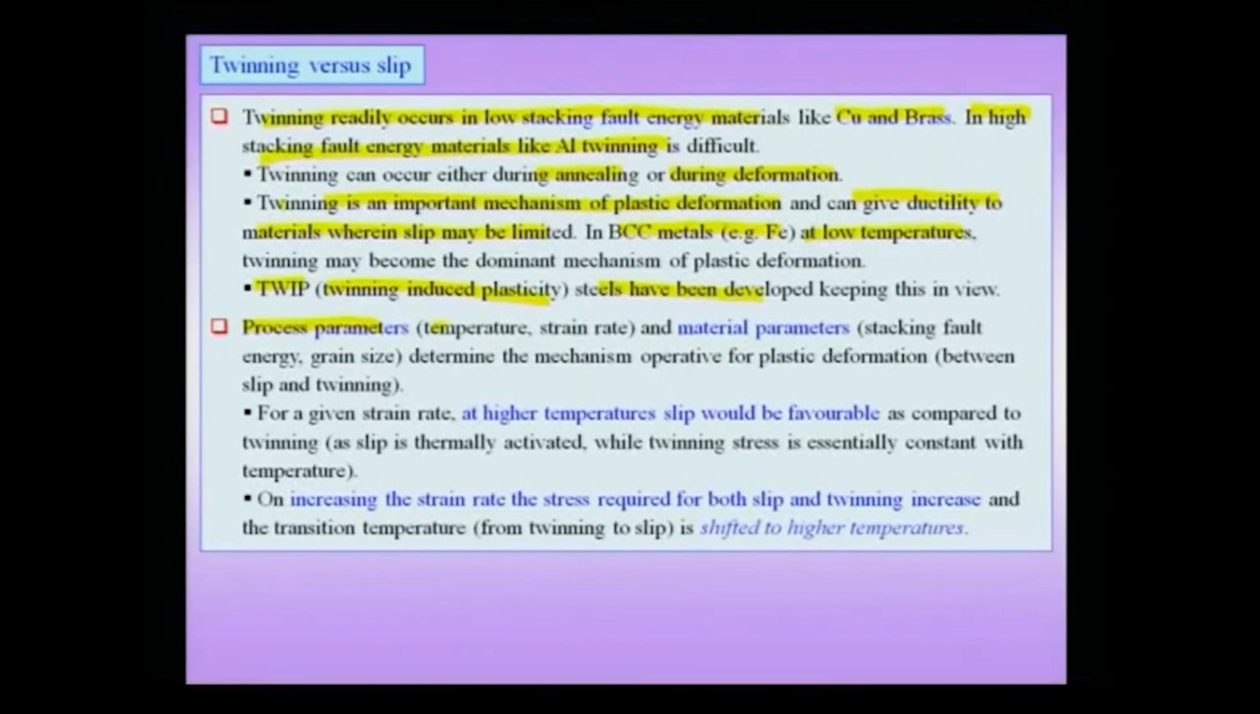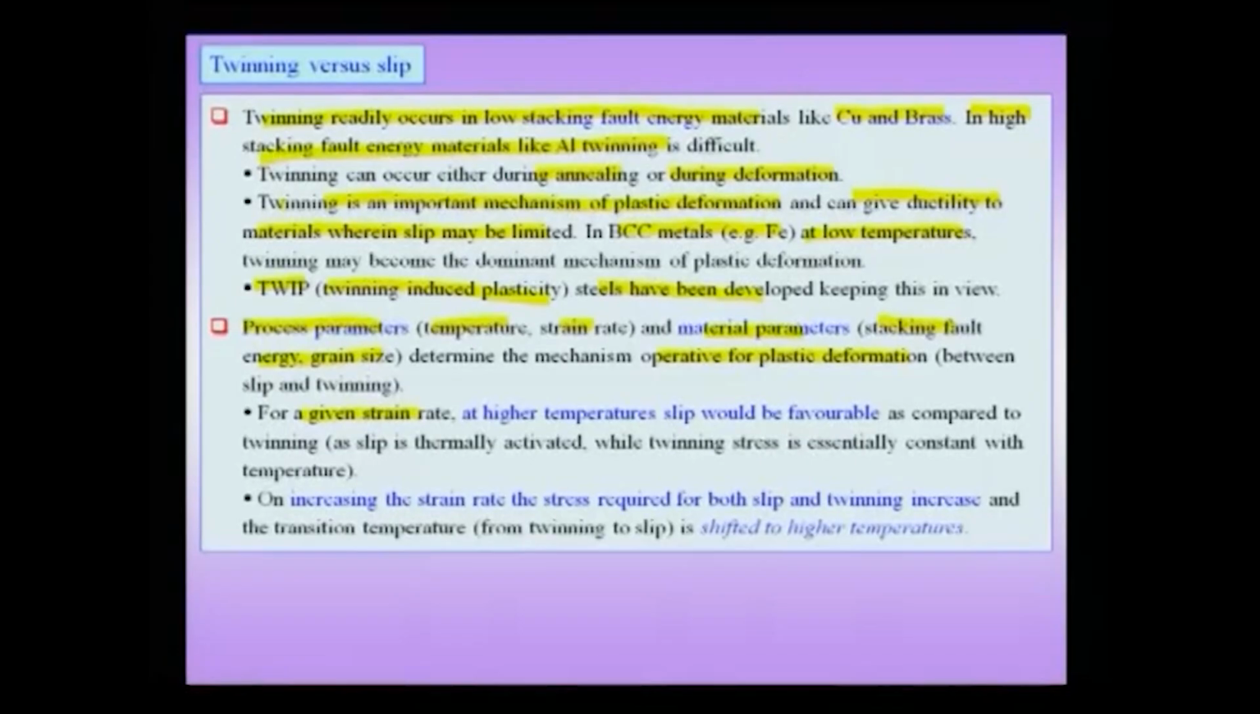Process parameters like temperature and strain rate, and material parameters like stacking fault energy, grain size, etc., determine the mechanism operative for plastic deformation. And here I am only contrasting two mechanisms. I am not taking the gamut of all the mechanisms which I had stated before. I am only talking about twinning and slip. Then I have to look at my process parameters like temperature and strain rate, and material parameters like stacking fault energy and grain size, to determine which mechanism is going to be predominant in a given material.